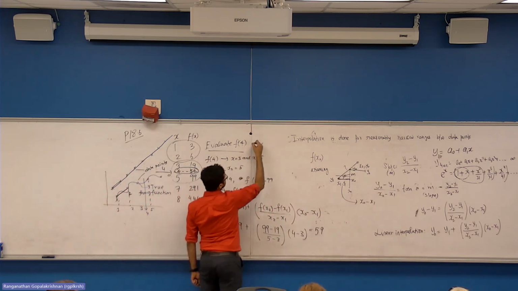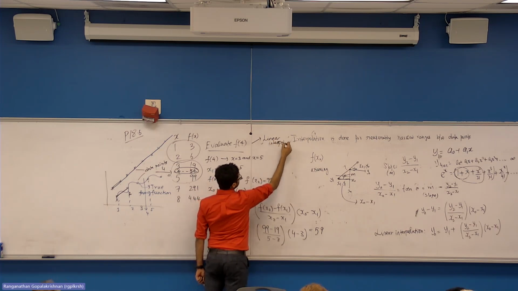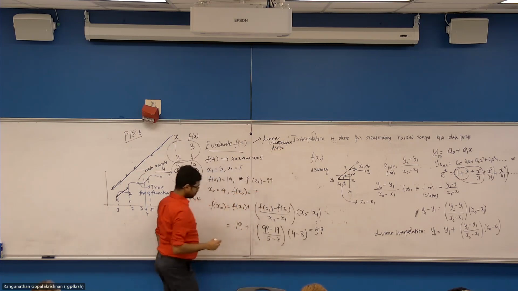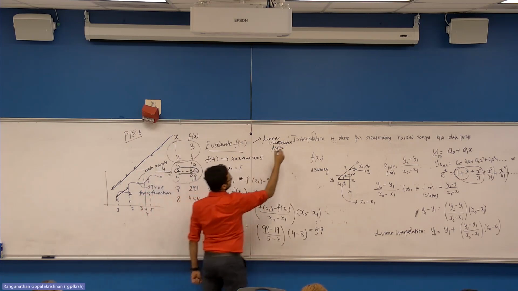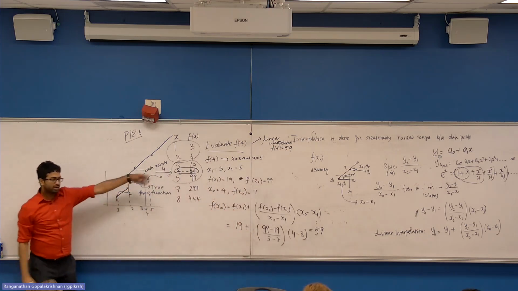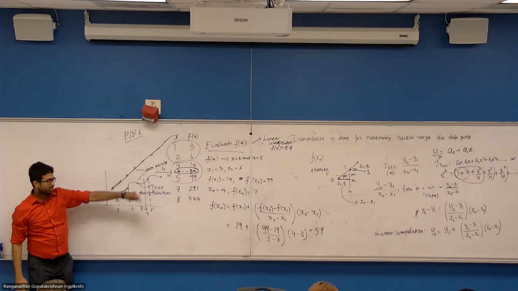Okay. So for the same problem, evaluating f of 4, we did linear interpolation, and we got a value of f of 4 equal to 59. Shall we now learn quadratic interpolation and try to get the same thing again? Like try a better approximation of this.